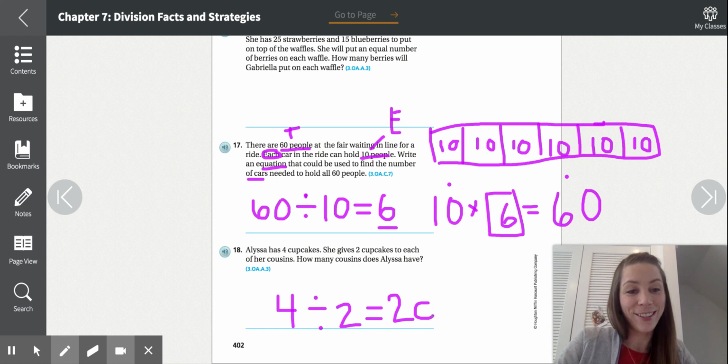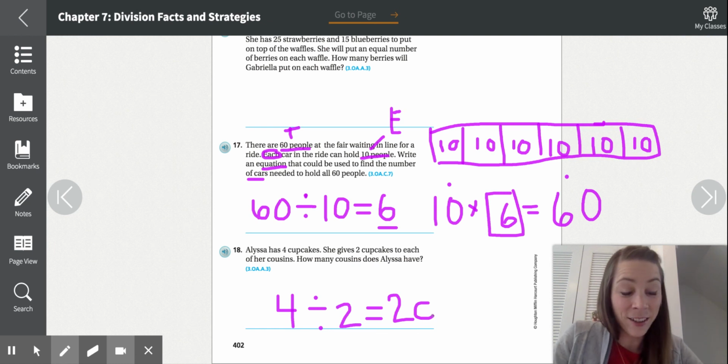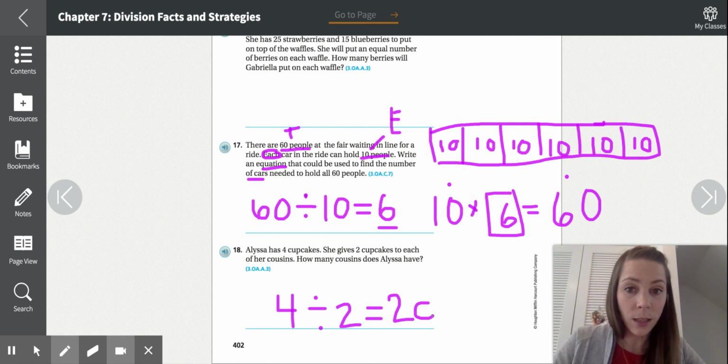How'd you guys do? I have a feeling you had a good try on this mid-chapter checkpoint quiz. There was 2 multi-step problems that you had to do. Actually, maybe just 1 multi-step problem. Hopefully you are having an okay time with this chapter so far.